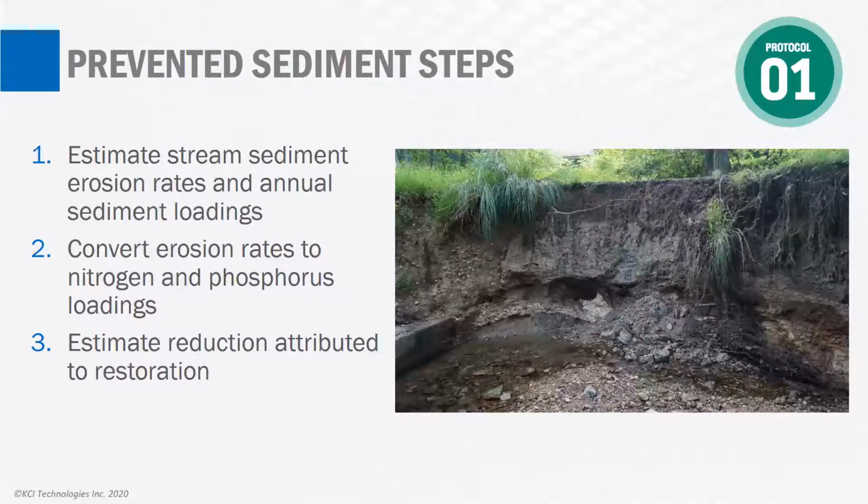So now I'm going to transition to talking more about Protocol 1, the steps behind it, the required computations, and then follow up with an example. So the first step to Protocol 1 is to estimate the stream sediment erosion rates and annual sediment loadings. This step involves fieldwork and an analysis of the erodibility of stream banks. The second step is to convert the erosion rates to nitrogen and phosphorus loadings, which also requires fieldwork for sample collection and laboratory analysis. The third step is then to estimate the reduction attributed to the restoration.